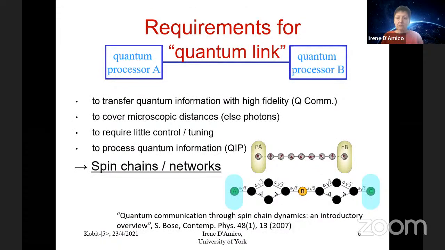So the requirements we would like to have from our quantum link, something more than a quantum wire if you like, is that it can do quantum communication, so it can transfer quantum information with high fidelity between A and B, and that it can cover microscopic distances. This type of proposal, the one I'm going to talk about, is complementary to the idea of using photons for quantum communication, because certainly for large distances using optical cable and photons would be much more efficient, especially from the decoherence point of view.